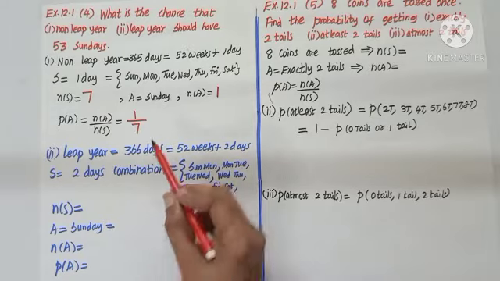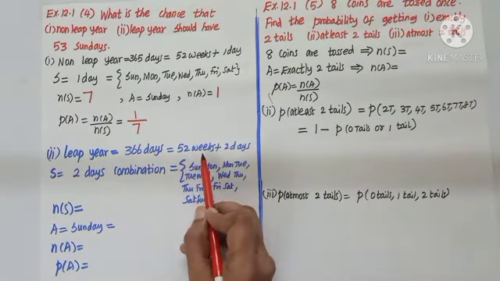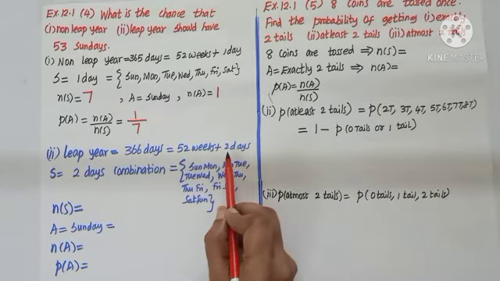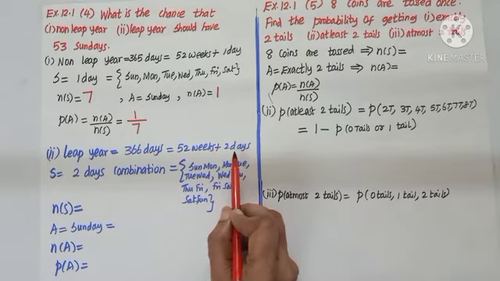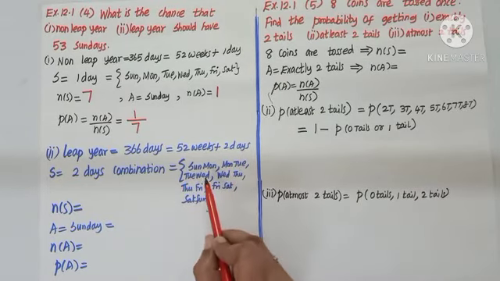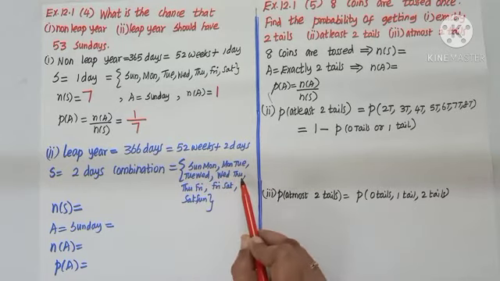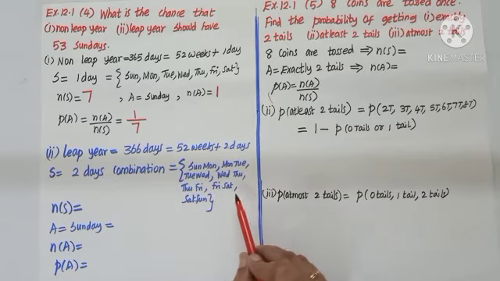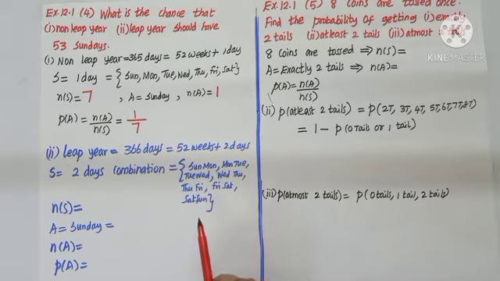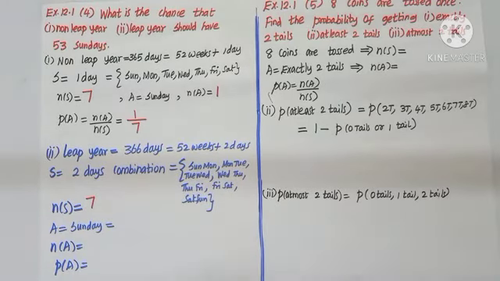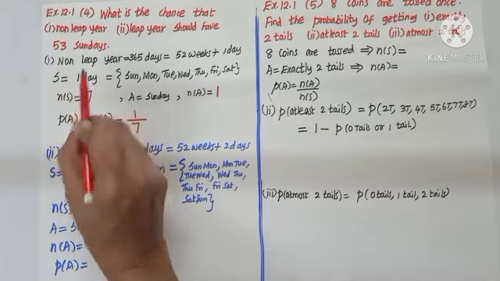As I divide by 7, I get 52 full weeks and 2 days are left. How could the combination of the 2 days be? Consecutive days: Sunday, Monday; Monday, Tuesday; Tuesday, Wednesday; Wednesday, Thursday; Thursday, Friday; Friday, Saturday; or Saturday, Sunday. How many such combinations are there? 1, 2, 3, 4, 5, 6, 7. So N of S is 7. Again, my question is 53 Sundays.